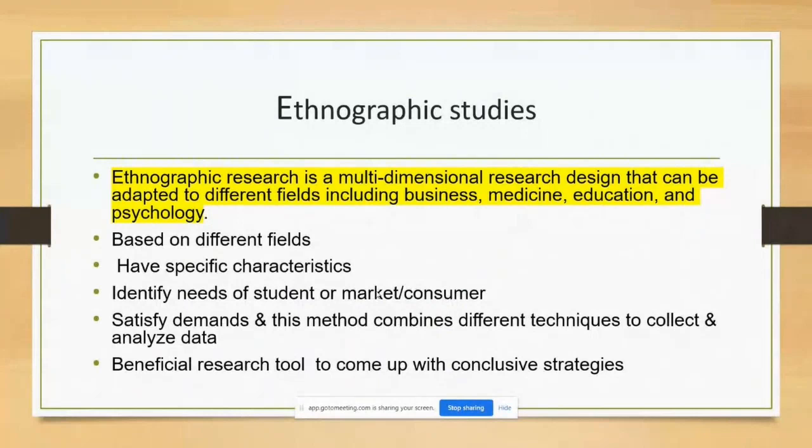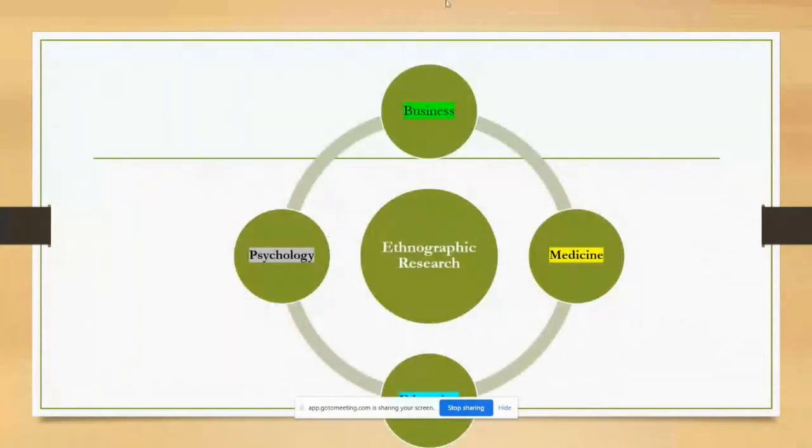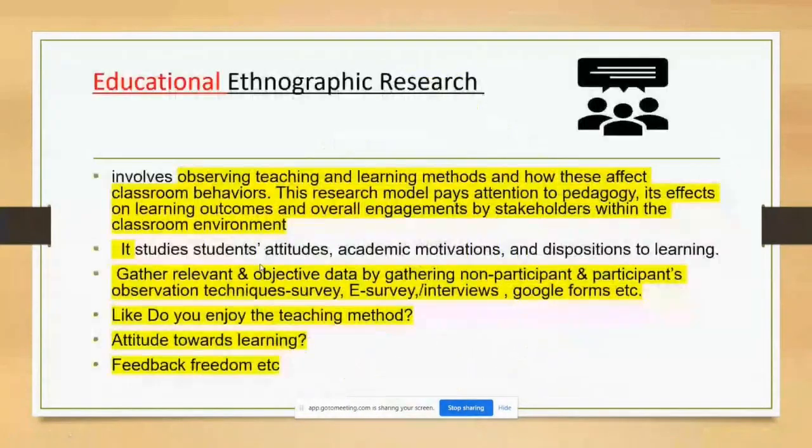Ethnographic research is a multidimensional research design that can be adapted to different fields including business, medicine, education and psychology. Based on different fields, it has specific characteristics: identify the needs of the student or market or consumer, and satisfy the demands. This method combines different techniques to collect and analyze the data. It is a beneficial research tool to come up with conclusive strategies. For example, in business, medicine, or psychology, we can conduct such studies, and it involves observing teaching and learning methods.